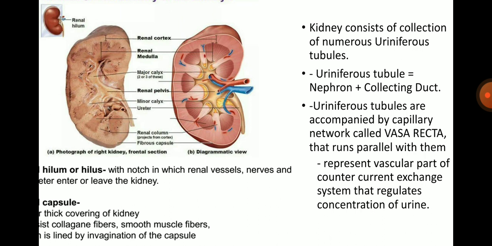The renal columns, that is the inward extensions of cortical tissue, separate the pyramids. Each medullary pyramid and its adjacent cap of cortical tissue constitutes a lobe of the kidney. That is one of the approximately 8, there will be 8 in fact within the kidney, 8 lobes will be there. One of them is composed of the medullary pyramid and its adjacent cap of cortical tissue.